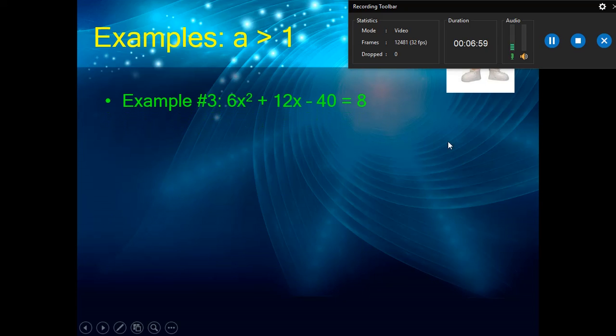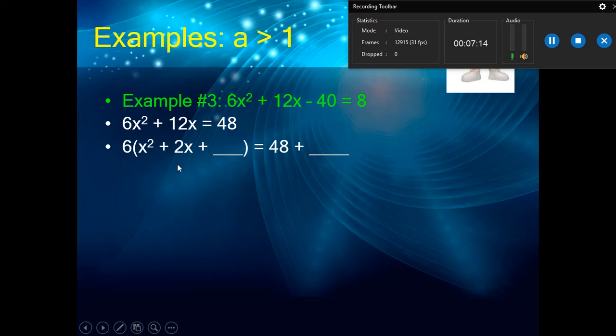For number 3, I'm going to separate the terms. Quadratic and linear on the left, constant on the right. So I added 40. I'm going to pull out my numeric GCF of 6. And I keep ending up with 2x in the middle. So half of that will be 1, and 1 squared will fill in the first blank with 1. But then we'll multiply 6 times 1 to fill in on the right-hand side to balance the equation.